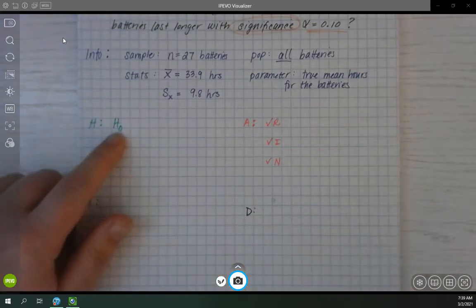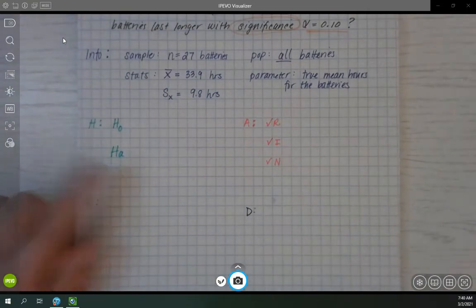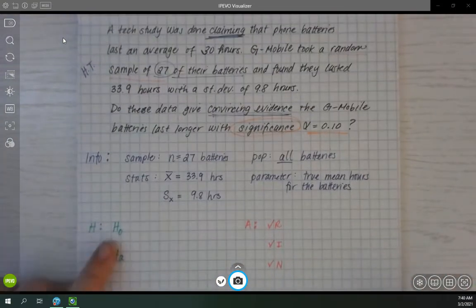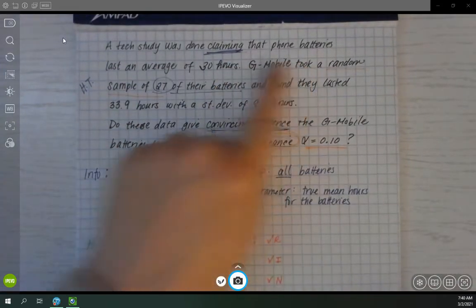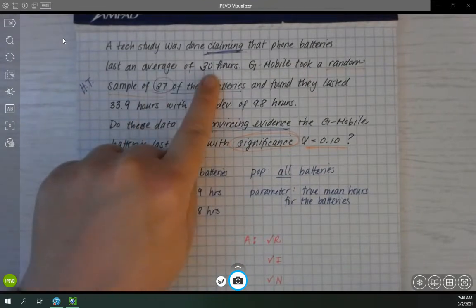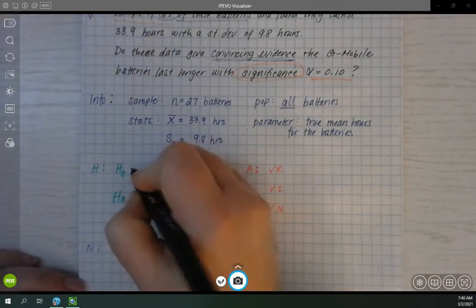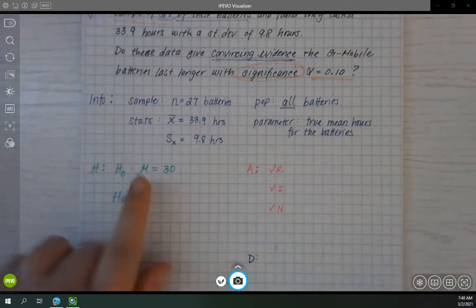So I'm going to put H0. And then I'm going to look at that sample and see if it's going to be any different and by how much. So let's go find out what their claim is. A tech study was claiming their phone batteries last an average of 30 hours. So an average of 30 is going to be my claim. I'm going to put mu equals 30. We're dealing with means, and a claim is in mu.